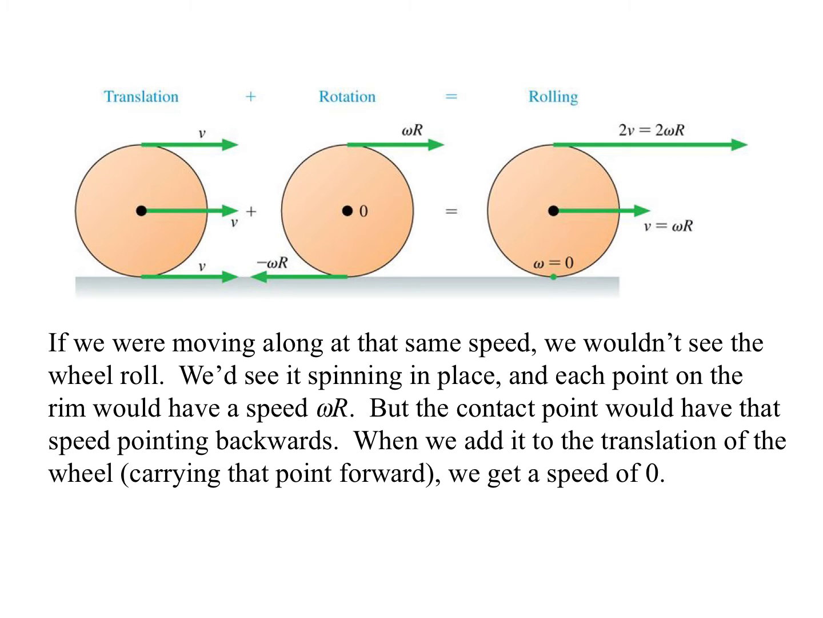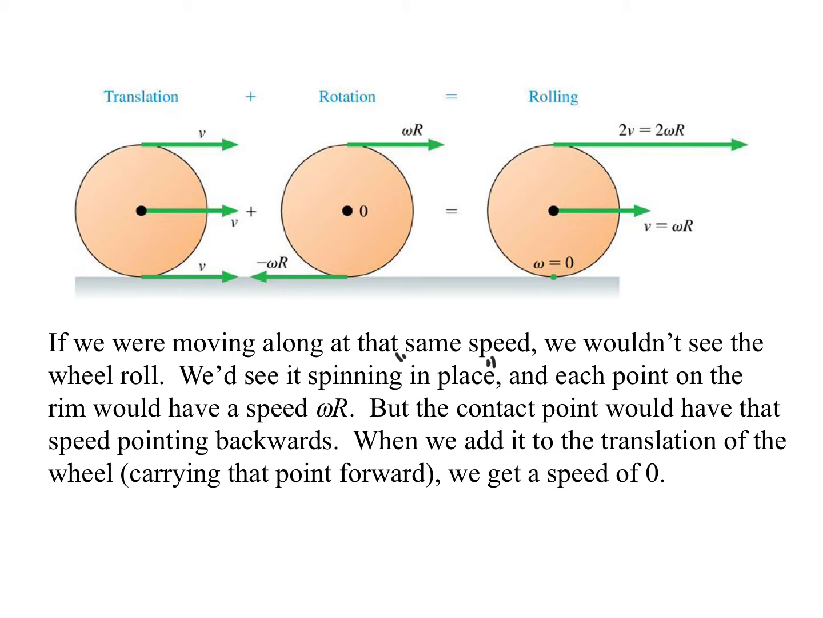That's one way of getting this point, that the center of mass must move forward at omega r to make this work out. Now, if we were moving along at the same speed as the wheel, we wouldn't see the wheel roll. We'd see it spinning, quote unquote, in place. Of course, it wouldn't really be in place, but it would seem to us like the center wasn't moving. And each point on the rim would have a speed omega r, because anything rotating around a center has a tangential speed omega r. We've proven that a couple times so far.